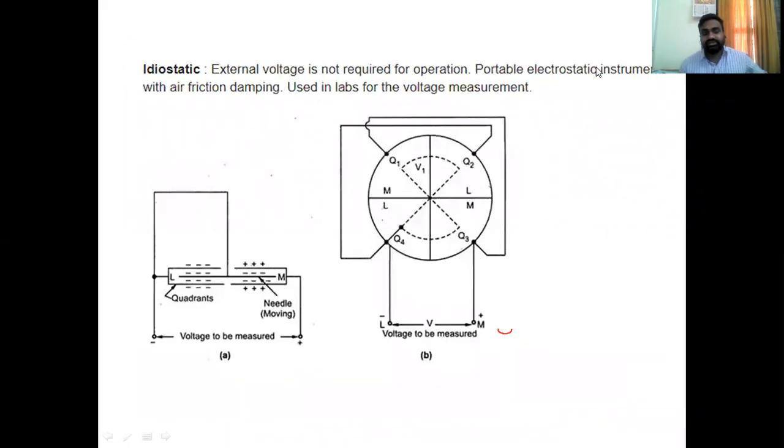The next one is the idiostatic type quadrant voltmeter. Here we don't use any external supply. Mostly this type of electrostatic voltmeter is preferred for portable electrostatic instruments. Here we don't use any additional supplies.